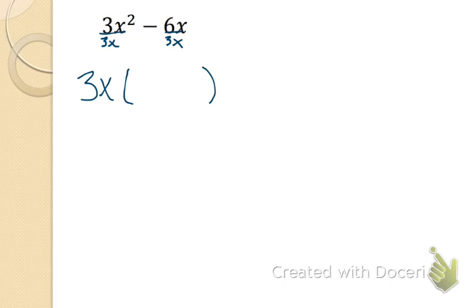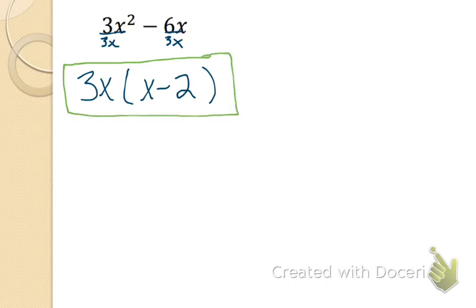3 divided by 3 is 1. X squared divided by x is just x with a 1 in front, but we don't need it. Negative 6 divided by 3 is negative 2. X divided by x is just 1. Reduces to 1. So this is our factored answer. This is as far as we go. Nothing else we can do in this problem. So that was pretty easy.